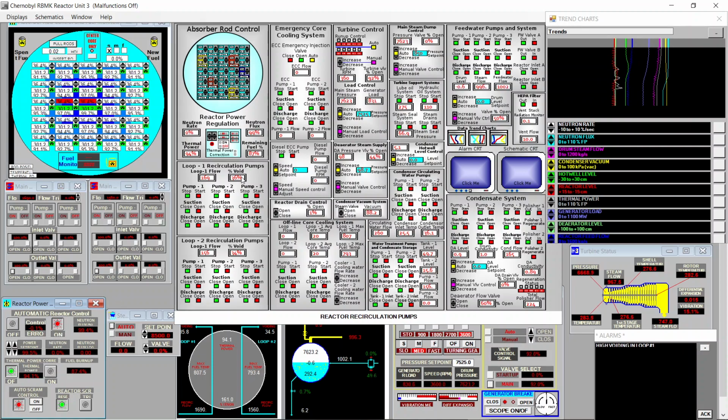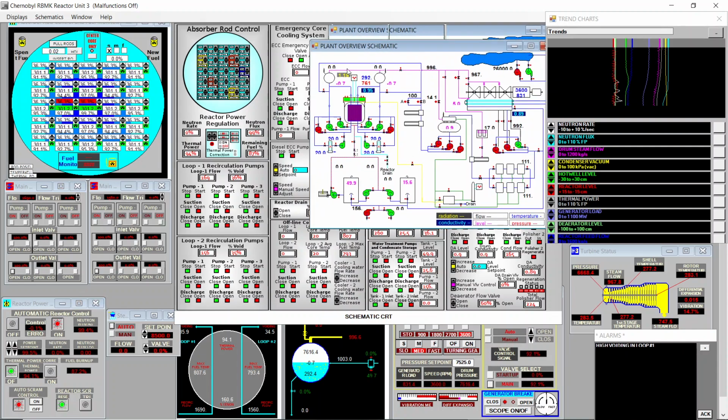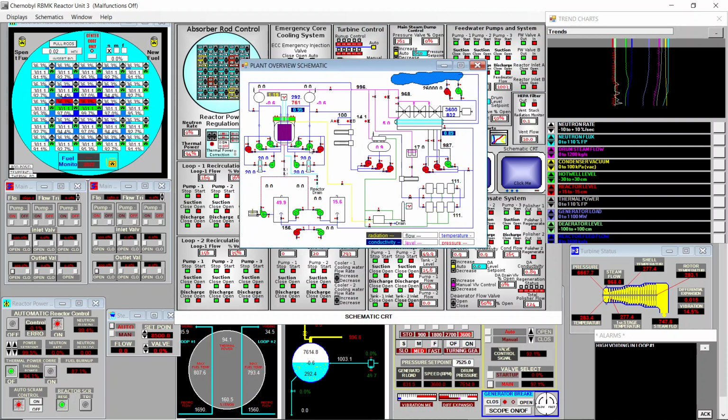And you see the voiding is super high, 36% in loop 1, 34% in loop 2. This is because I'm running only one pump in each loop. We can see this in the diagram here. Red is on, green is off. So we have only one red pump in each one of the recirculation loops. I did this on purpose to have the maximum quantity of voiding contributing to the reactivity of the reactor.